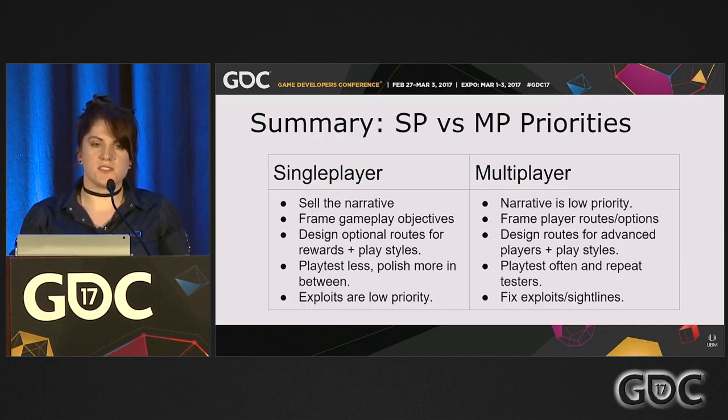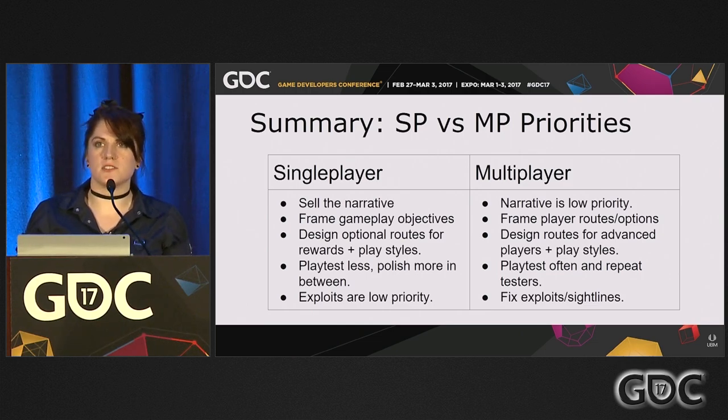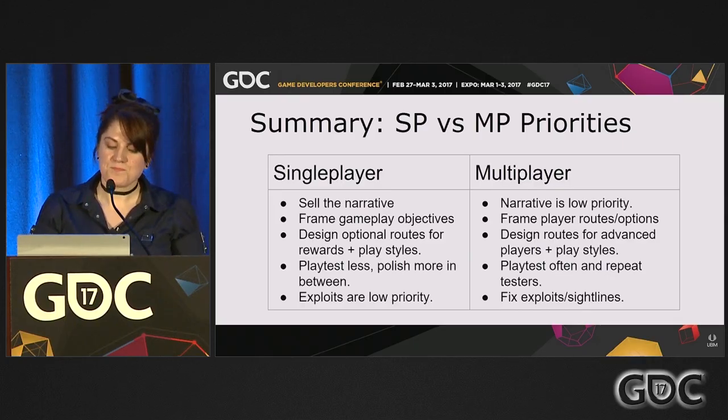And in multiplayer, you also need to support multiple play styles, and that's even more important. Make sure to design routes for more advanced players, so those advanced players feel a sense of progression and that they're not just playing the same level over and over again, but they can find additional routes to evolve through the level and get a fair advantage over players. Not like the sightline issue I was showing earlier, but fair and visible advantages over other players.